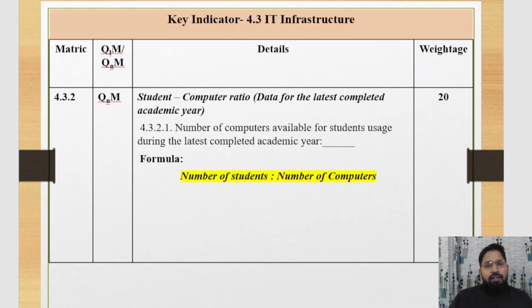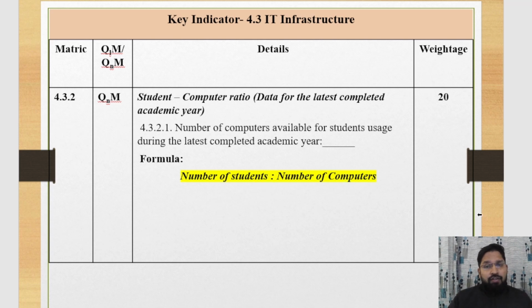Now we discuss 4.3.2. This one is also a quantitative metric. The weightage of this metric is 20. In this metric, data is needed for the student to computer ratio for the latest completed academic year. Here we provide the number of students divided by the number of computers.